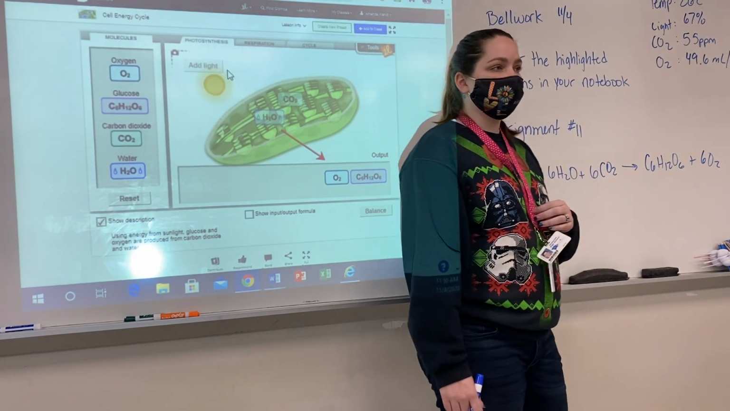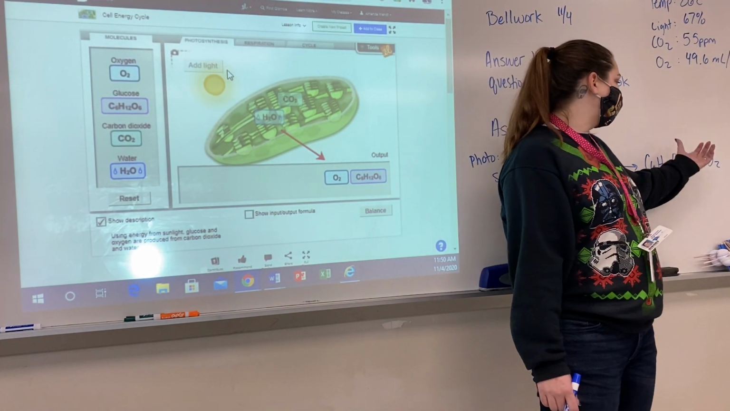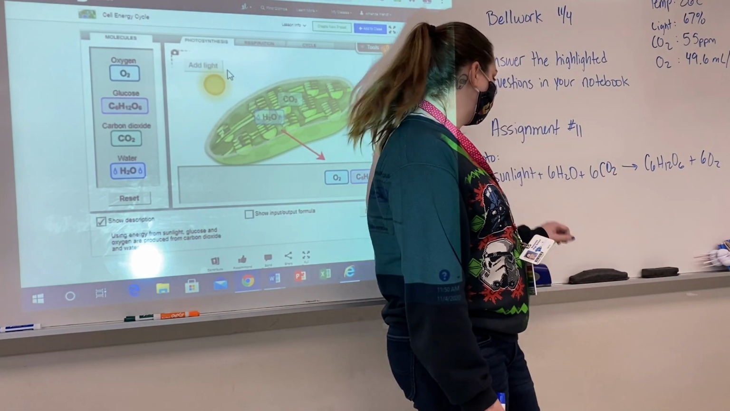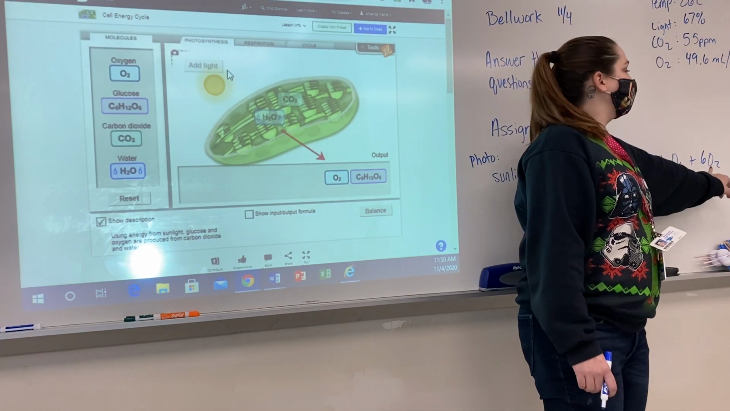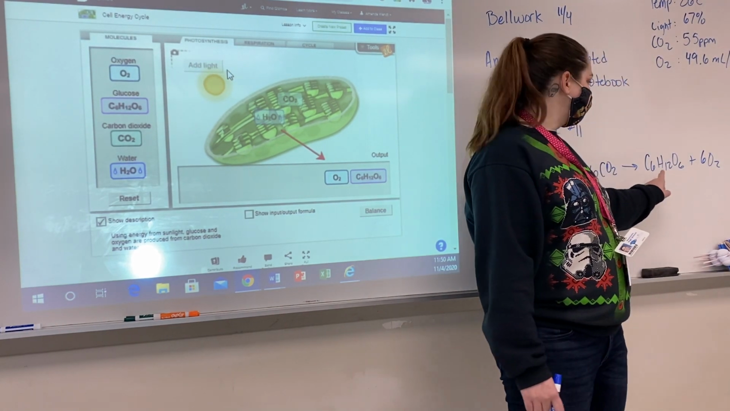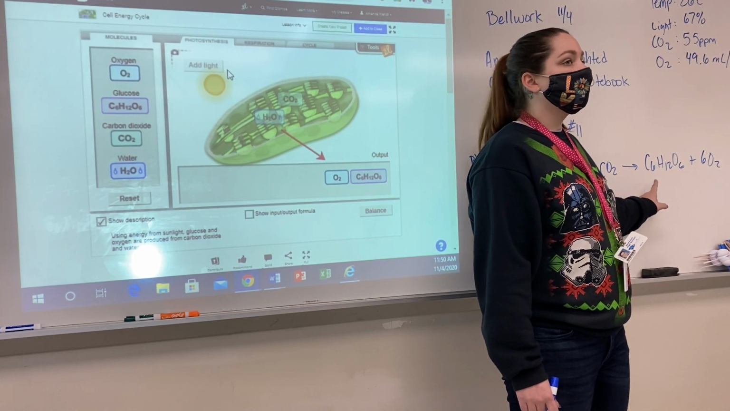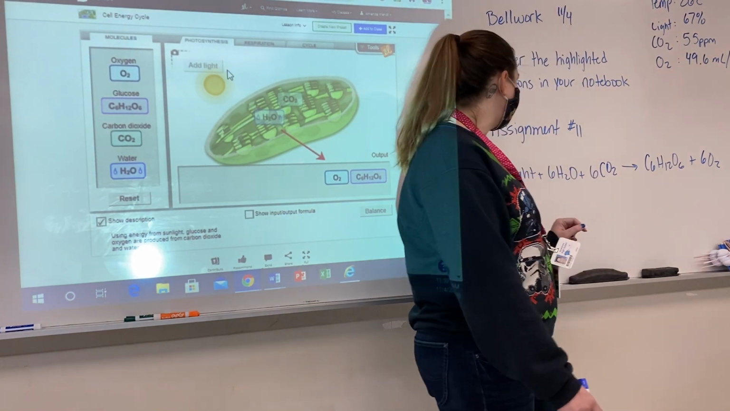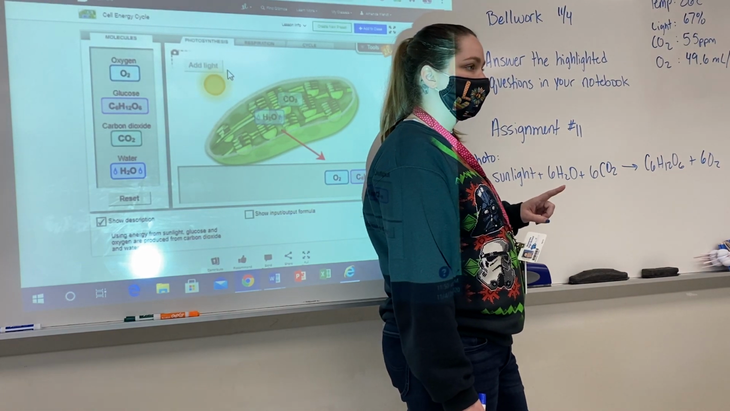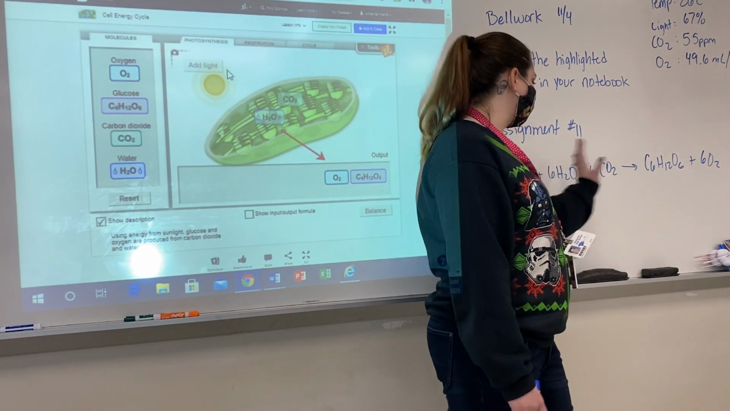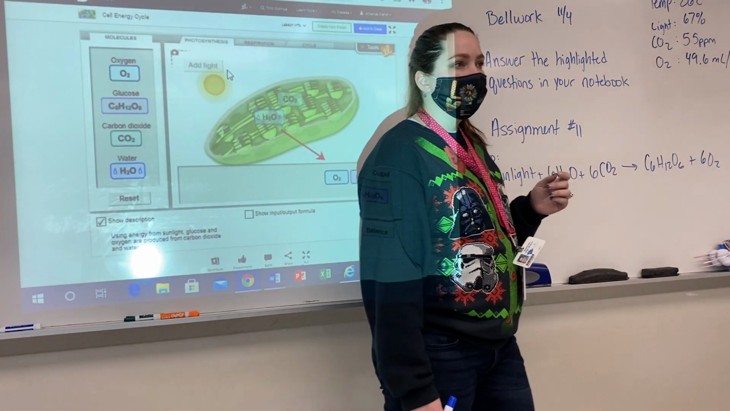We want our balanced chemical equation. So we want the same number of stuff on this side as we have on this side. So we need to have a 6 in front of the water, in front of the carbon dioxide, and in front of the oxygen. Why is there not a number here? How much are we producing? 1. Yes. And then we do not need another number in front of sunlight. Do you need to have the numbers? Yes, you need to memorize this.